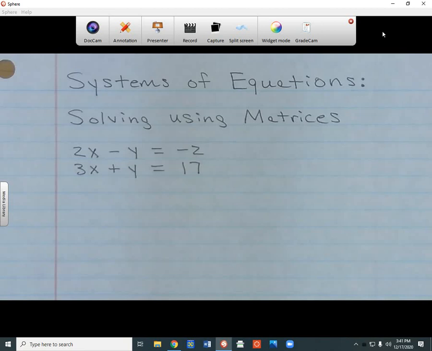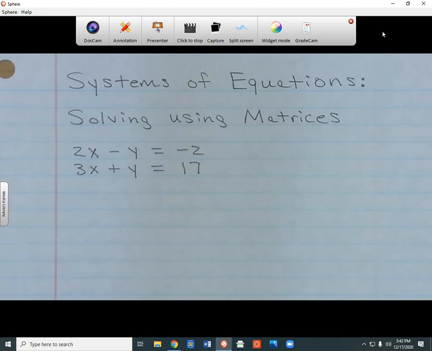Alright, so equations today, solving using matrices. Now, there are a couple ways you can solve systems of equations. You can use substitution, you can use elimination, you can use graphing, and the last way that's the least talked about is by using matrices.